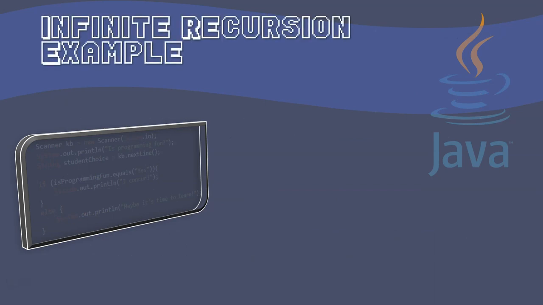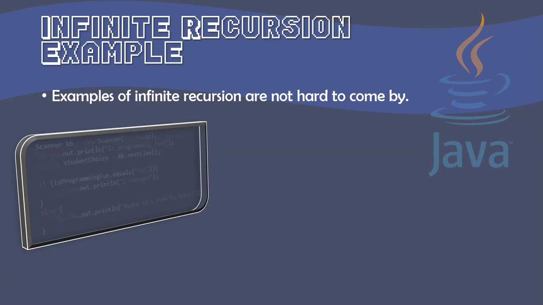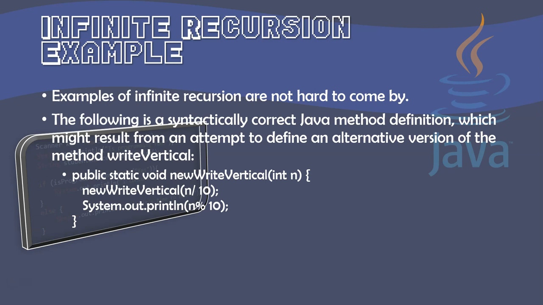So let's look at this with an example to really put this in context. Examples of infinite recursion are pretty easy to generate, but let's look at one that, from a Java standpoint, is syntactically correct. However, it might generate some infinite recursion. It's very similar to the right vertical method that we had, but we have this new right vertical method, and it says new right vertical of n divided by 10, then print line of n mod 10. So you notice this looks very similar, but what is missing?